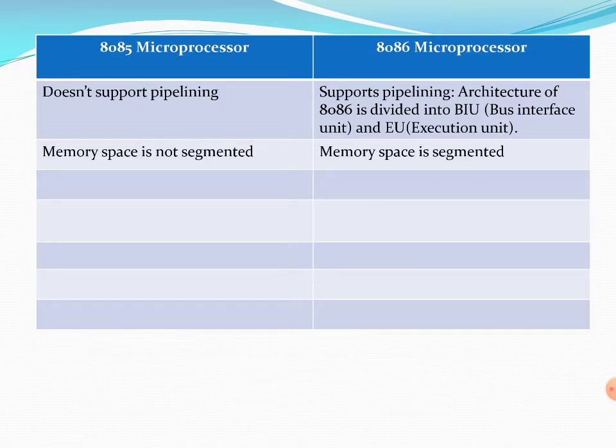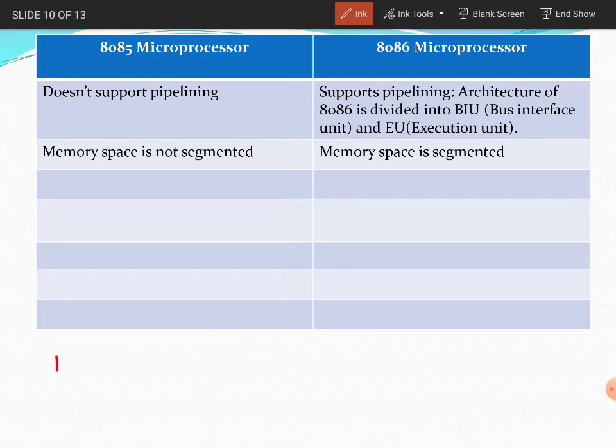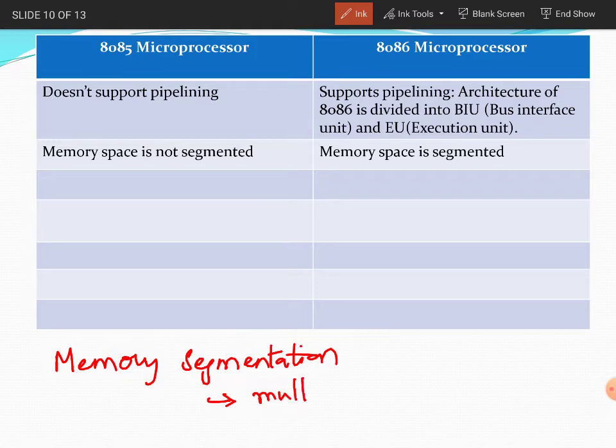Next, memory segmentation. This is a very, very important concept. The 8085 does not support memory segmentation, whereas in the 8086, the memory is segmented. There are many advantages of memory segmentation, but one of the important advantages is that it supports multitasking. So this feature is included in the 8086 microprocessor.